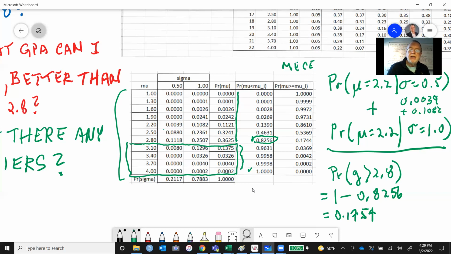But the reason why all of this works is the complement. The complement part is here, 1 minus. The mutually exclusive part is adding up the mutually exclusive outcomes, 1375, 326, or adding up 1118 plus 2507 to get 3625. So we got the first one answered.